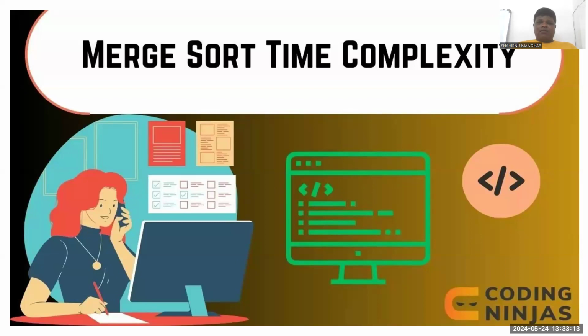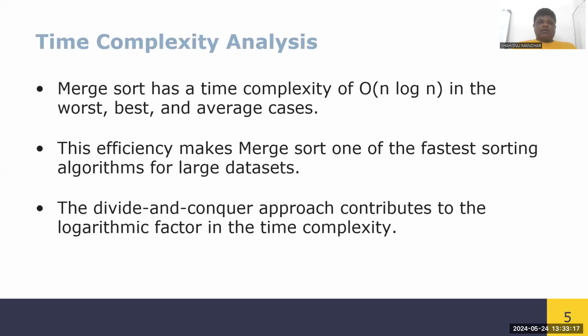So let's talk about the time complexity of the merge sort algorithm. Time complexity analysis. Merge sort has a time complexity of big O of n log n in the worst, best, and average cases. The efficiency makes merge sort one of the fastest sorting algorithms for large data sets. The divide and conquer approach contributes to the logarithmic factor in the time complexity.